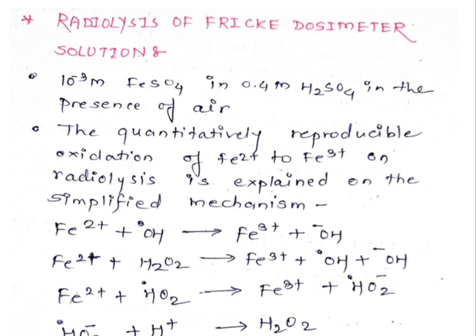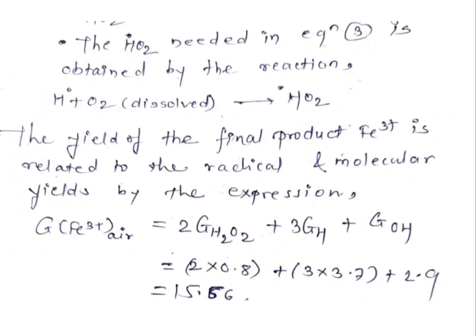Then the HO2 minus: on oxygen there is a minus charge, on the hydrogen there is a radical, and when it combines with the H plus there is a formation of the H2O2. So in the Fricke dosimetry, at the left side there is Fe2+, at the right side there is Fe3+. We have to find out the oxidation rate of the Fe2+ to Fe3+ on the spectrophotometer, and in this way the radiolysis of the Fricke dosimetric solution will be observed.